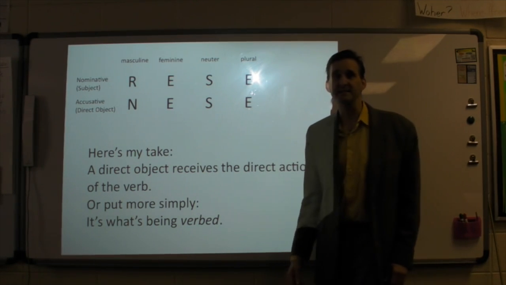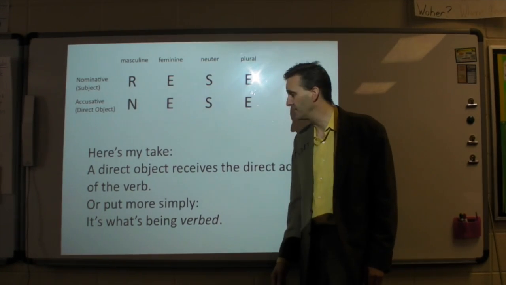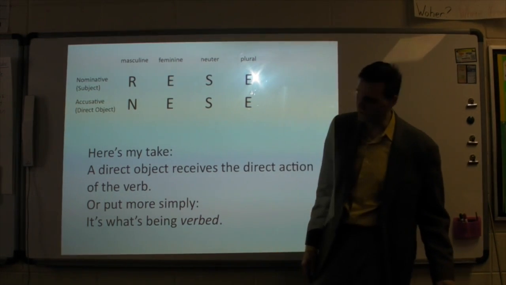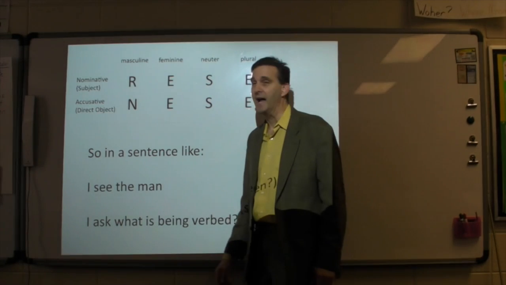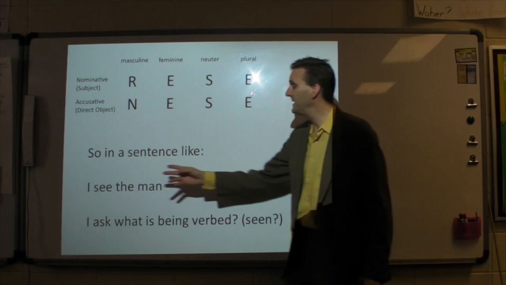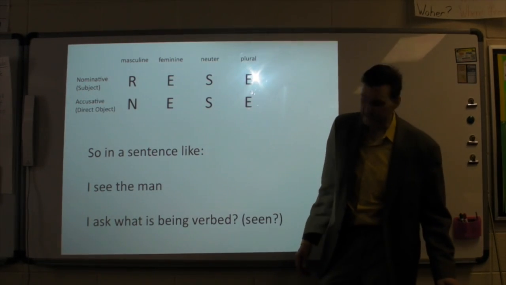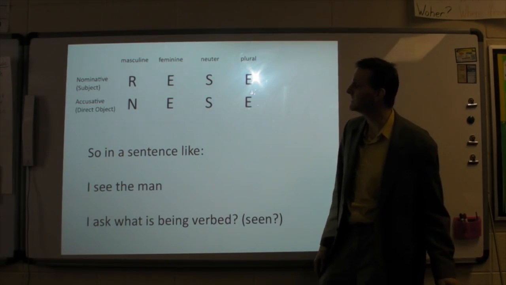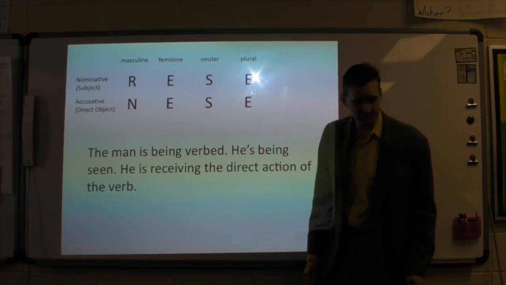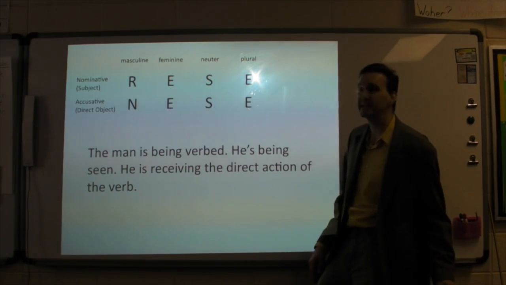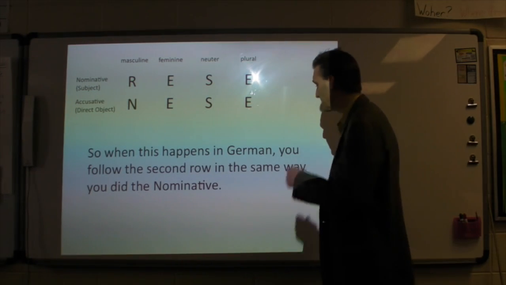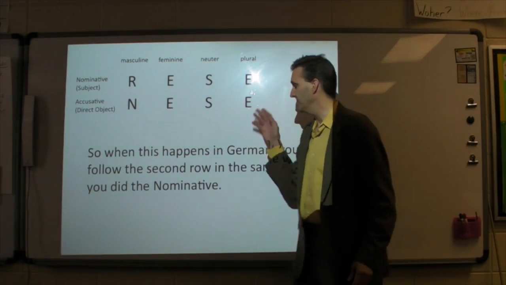This is the way I like to say it, just to make it easier for my students to understand. It's what's being verbed. What's being verbed, okay? So I see the man, right? There's a sentence. What is being verbed? What's being seen, okay? Not who's seeing, that's the subject. What's being verbed, that's the man, okay? He's being seen, he's being verbed, he's receiving the direct action of the verb, therefore, man in that sentence is going to be the accusative, okay?